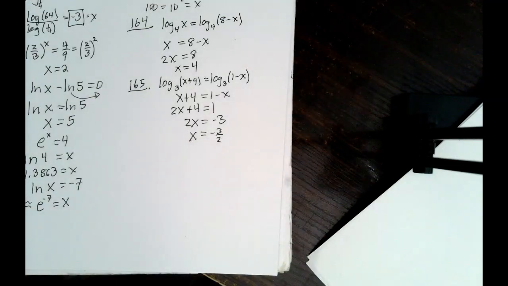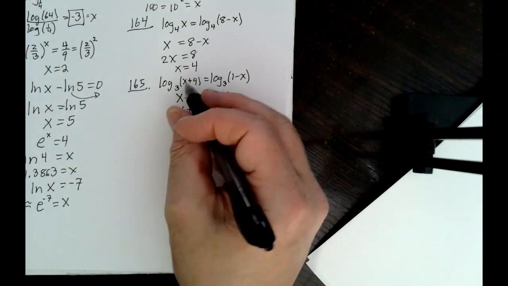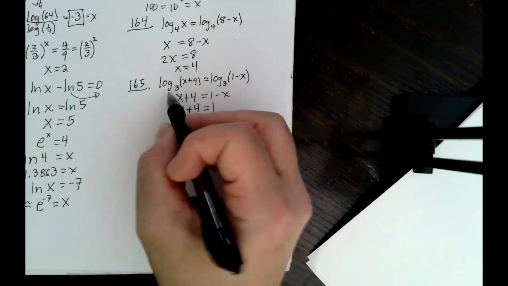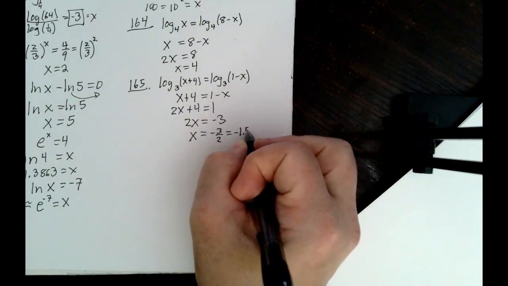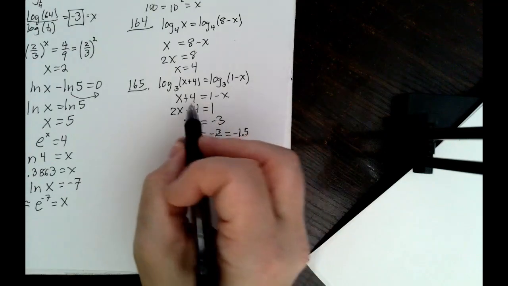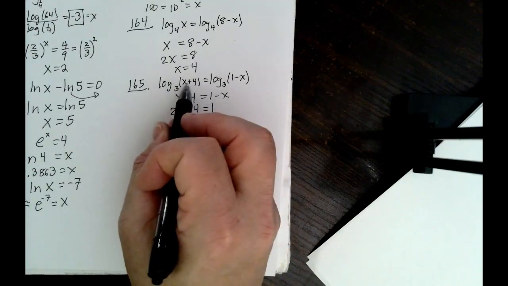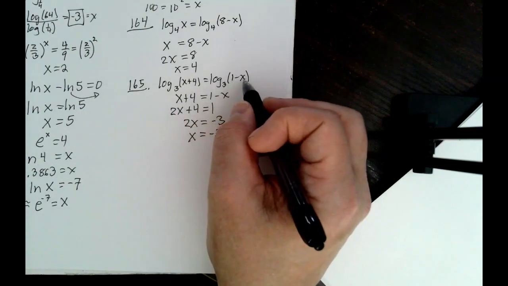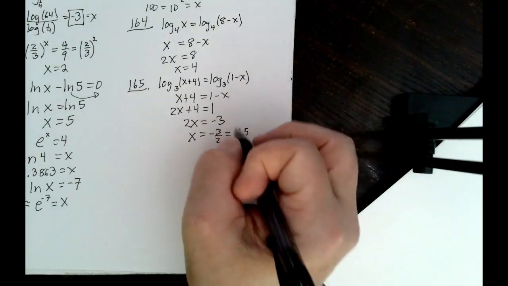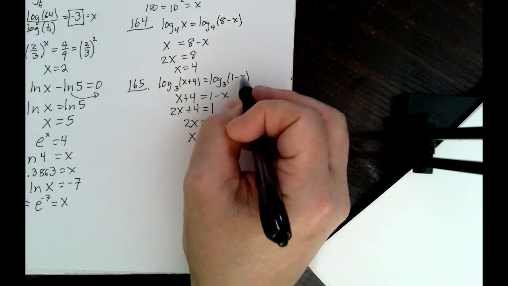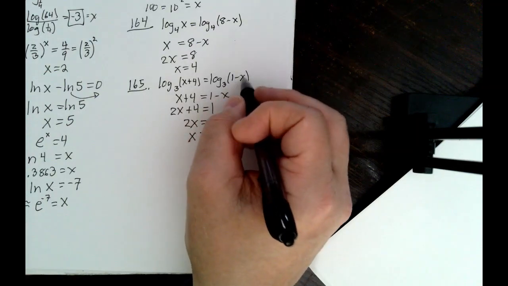Okay, now a minus 3 halves, you might think, well, you can't plug a negative number into a log, but this is negative 1.5, okay? And negative 1.5 plus 4 is a positive 2.5. 1 minus a negative 1.5 is a positive 2.5. So you can plug a number into a log as long as when you calculate this part, it doesn't come up negative.